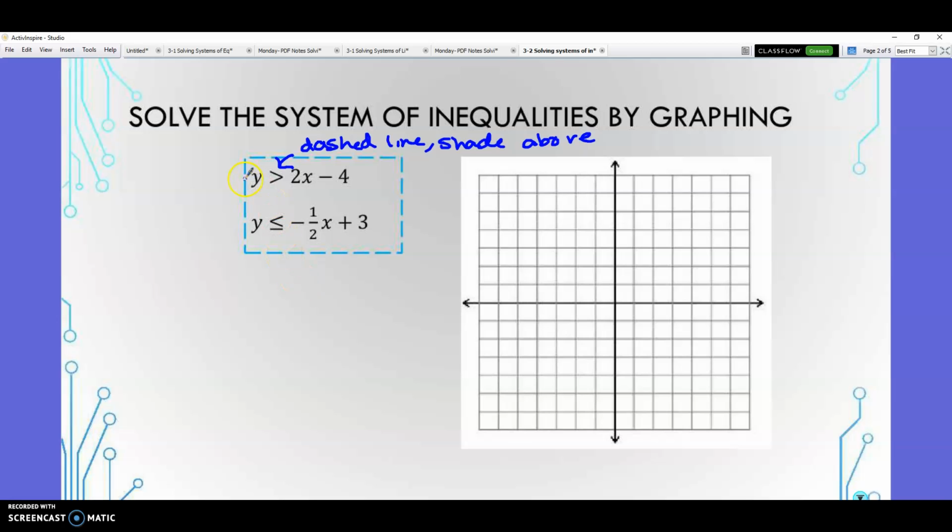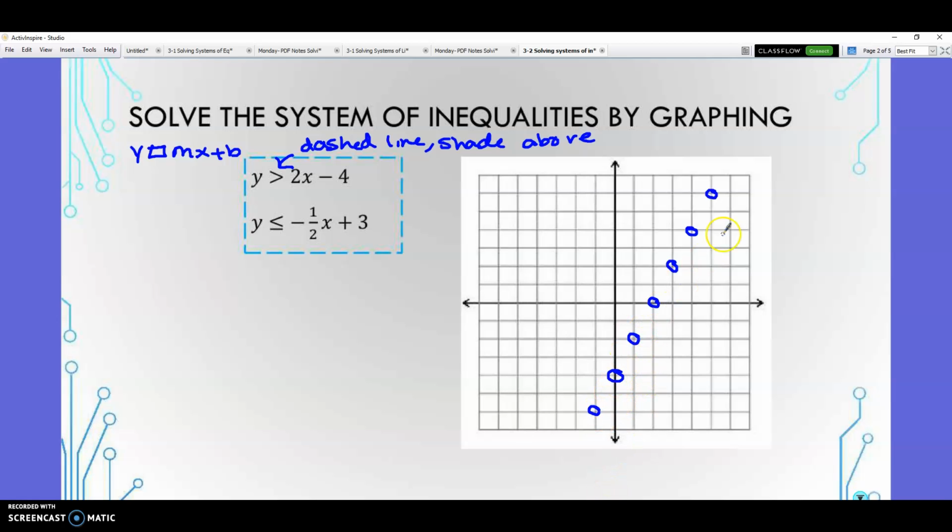Make sure that it is in y equals mx plus b first. Then I would find my y-intercept at -4: -1, -2, -3, -4. And this should be an open circle since it is just greater than and not or equal to. Then up 2 over 1, another open circle, up 2 over 1, another open circle, and just continue that, or down 2 over 1 to the left.